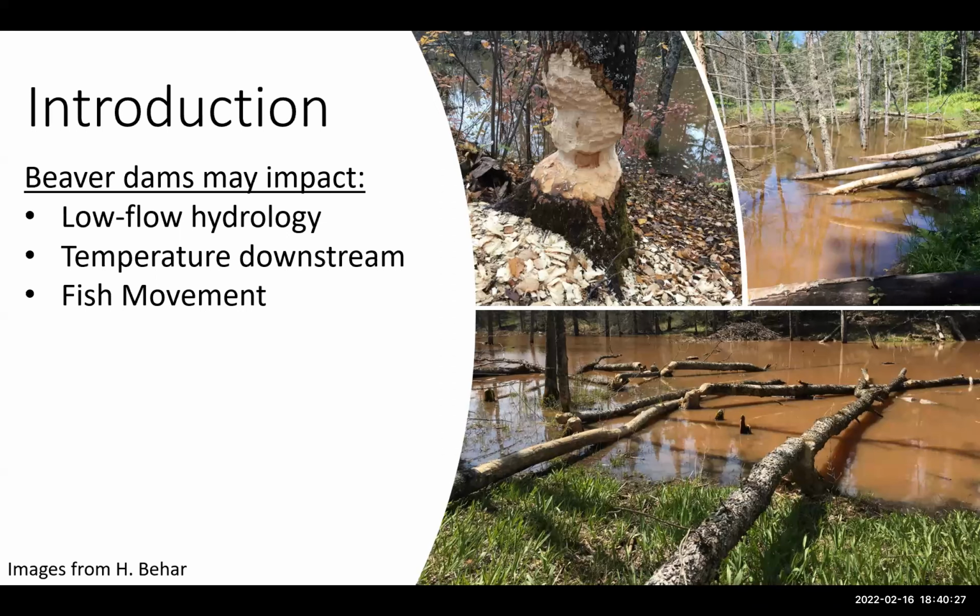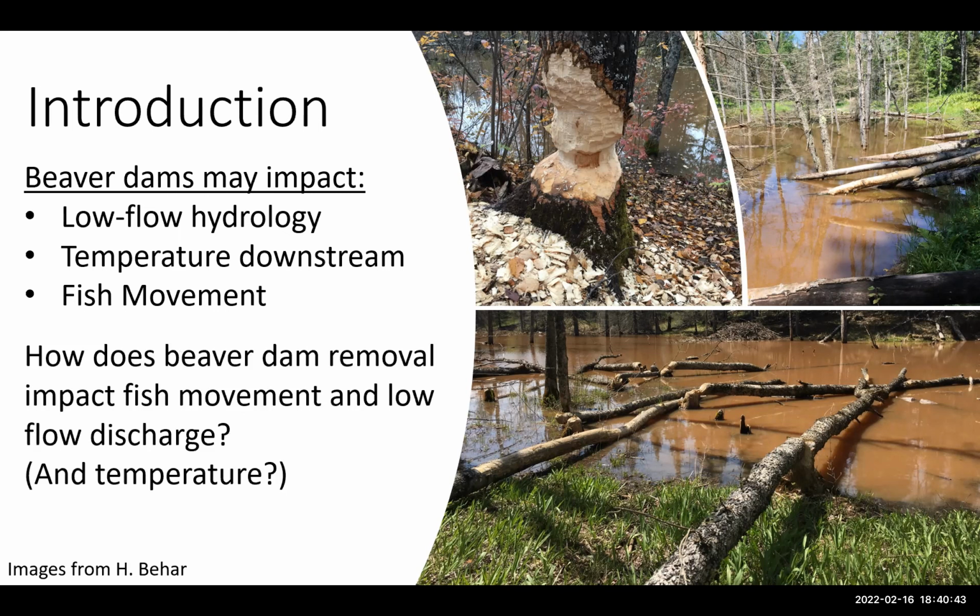But we don't actually know all of those links. And what if it turns out that removing the beaver dams was actually causing problems downstream? If we find that, for instance, that beaver dams are cooling the water downstream and improving low flows, removing them might be having a detrimental impact on the same species that you're trying most to help. So that's where this project came in. Could we provide some more data on how beaver dams in the Knife River are impacting low flow hydrology and fish movement? Or to be more specific, how does beaver dam removal impact those?